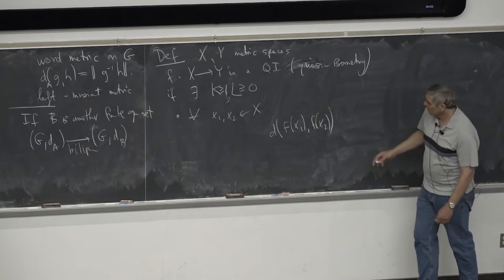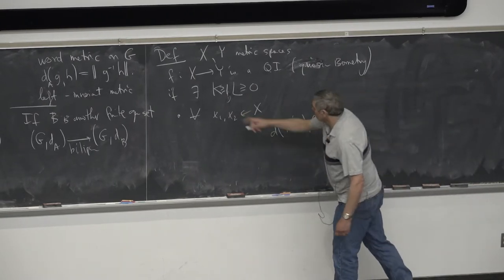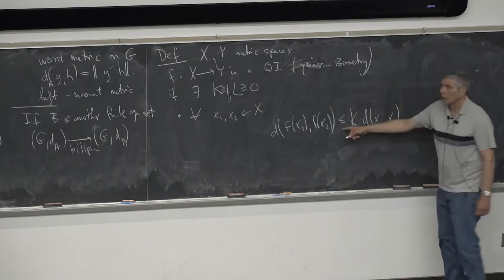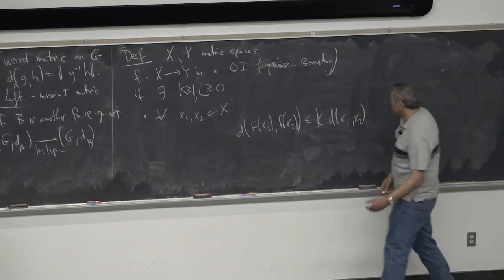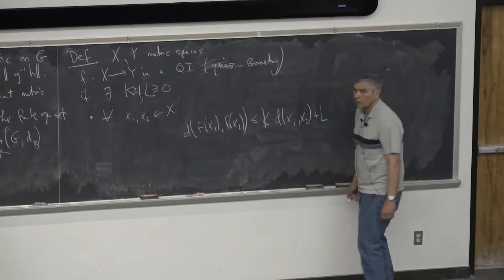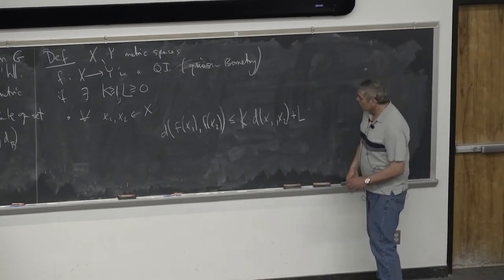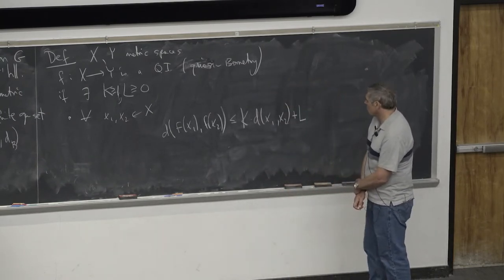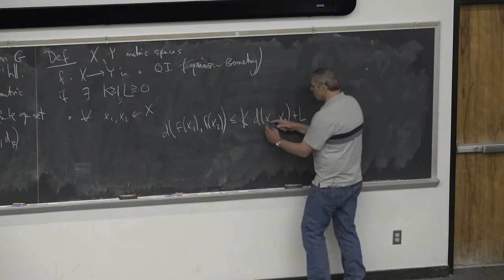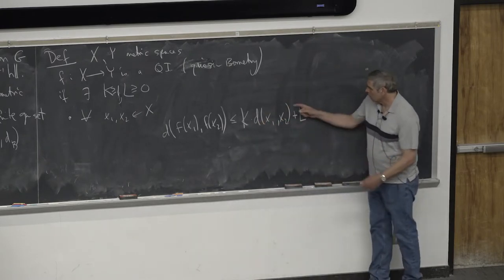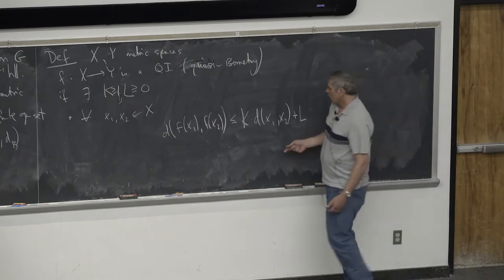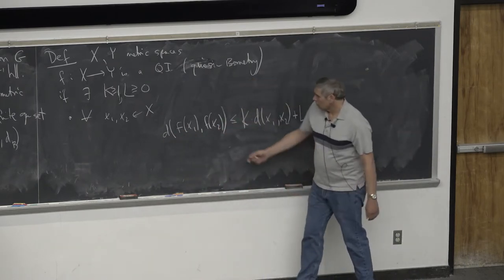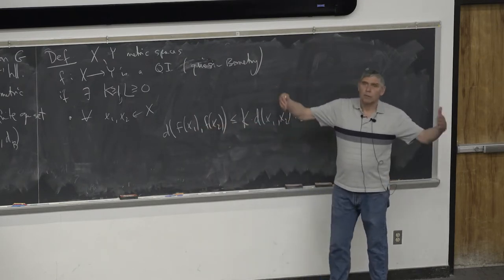Okay? Well, this should be bounded above by this constant k times the distance from x1 to x2. If I stop here, this would be exactly the Lipschitz condition, but I'm relaxing it and I'm adding this l. So the gist of this is that when x1 and x2 are close to each other, when the distance between x1 and x2 is small compared to l, then this term l dominates. And then the only inequality you have is that the distance between the images of x1 and x2 is not too large. It's bounded by this l.